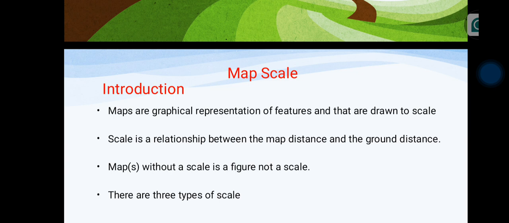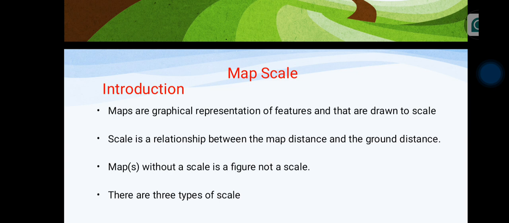Then what is scale? Scale is a relationship between map distance and the actual ground distance. It's a relationship. It marries the two together, the map distance and the ground distance. That is scale. The map, as I said earlier, without a scale is not a map. It is a figure. So you should note that.